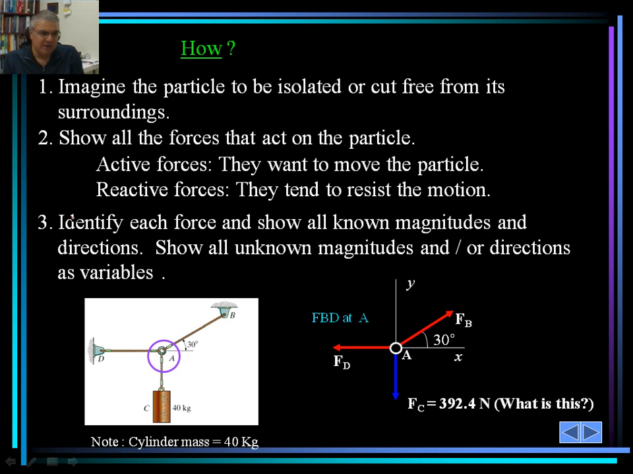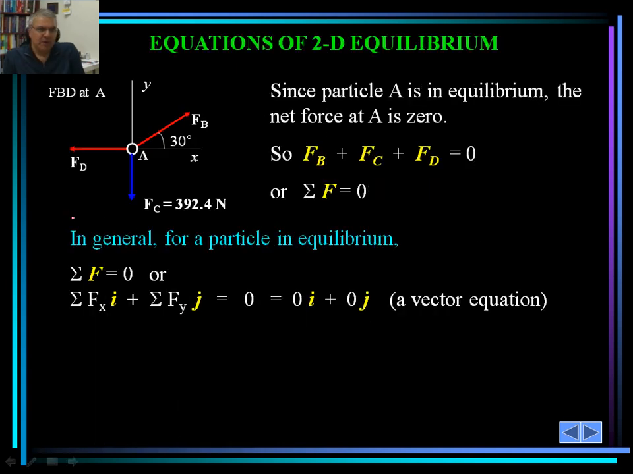In this case, F sub C is 392.4 Newton when the mass is 40 kilogram. Newton is the unit for force in SI systems. Then we show all the unknowns as well, F sub B and F sub D, or T sub AB or T sub AD as such.